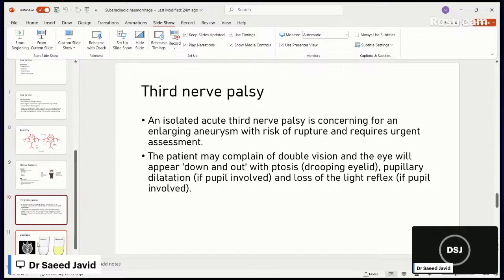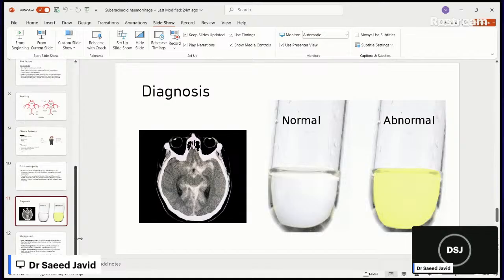No worries at all. So I'll wrap it up now and focus on diagnosis and management. In terms of the diagnosis of a subarachnoid hemorrhage, remember these patients are going to be coming in with a rapid onset severe headache.